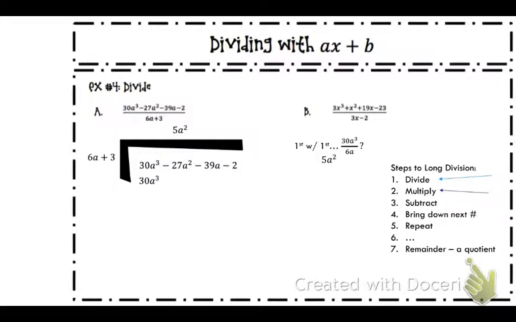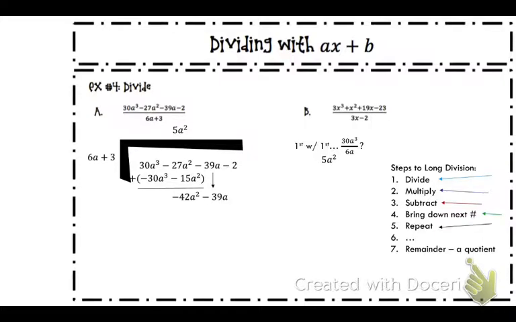Then you multiply. So 5a squared times 6a is 30a cubed. 5a squared times 3 is 15a squared. Then you subtract, change those signs, and the 30's cancel. Negative 27a squared minus 15a squared is negative 42a squared. Bring down the negative 39a.